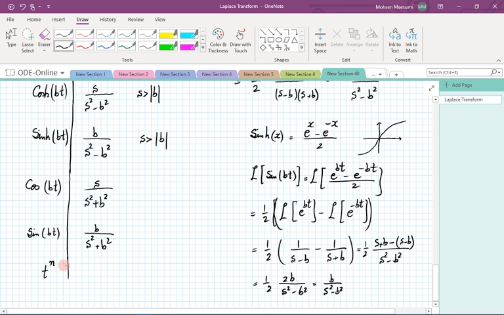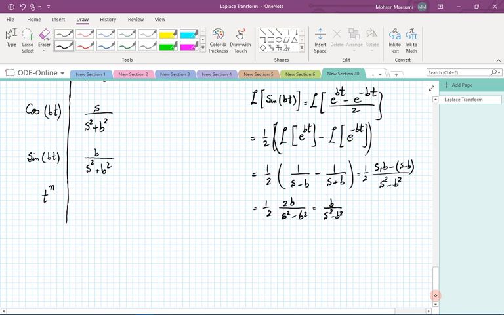T to the power of n, this is one of the more interesting formulas that come up here. The Laplace transform of this, we have to go through a series of integration by parts. We have done something like this in one of the prior lectures. So if you follow that, you see that the Laplace transform of this turns out to be n factorial over s to the power of n plus 1. And for this we need s to be larger than 0.